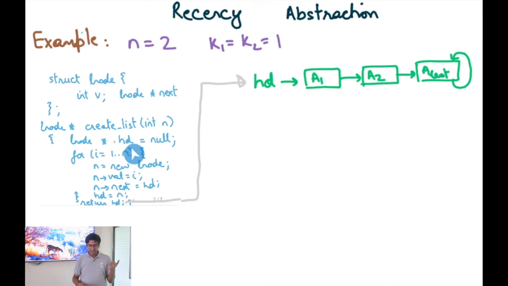And so let's take this linked list example that we saw, which was the creation of a linked list using this for loop. Let's say in our recency abstraction, we use these parameters where n is equal to 2, which means I'm going to track two different classes of recent objects, and k1 equals k2 equals 1, which means I'm going to keep track of the most recently allocated object, the second most recently allocated object, and all the objects allocated before the last two objects, and that will be the A last.